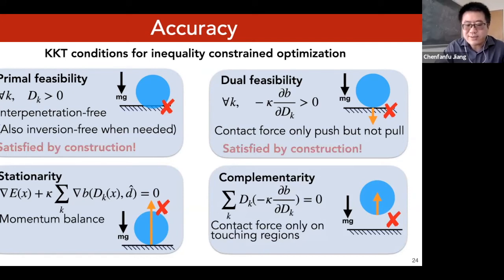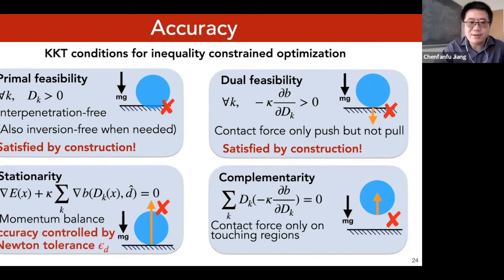So in our setting, primal and dual feasibility are satisfied by construction directly from the distance formula. Stationarity accuracy can be controlled by the Newton tolerance. And the complementarity slackness can be controlled by the clamping threshold, the distance threshold, because only pairs that are closer than this D hat parameter will have a non-zero contact force.